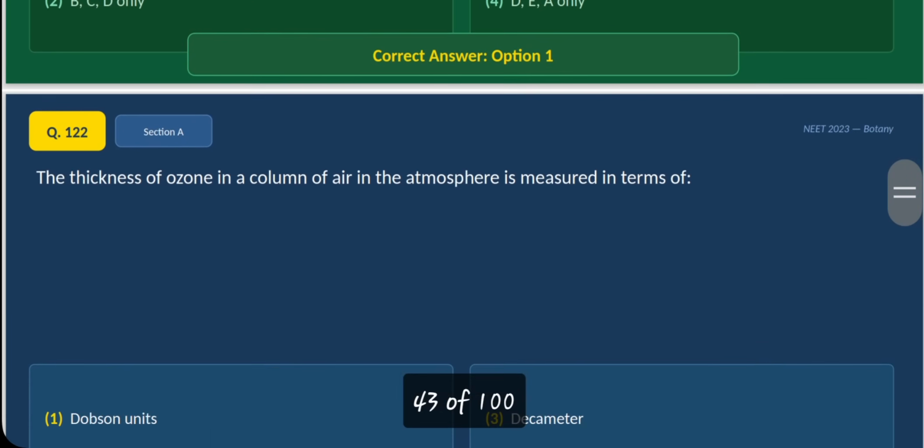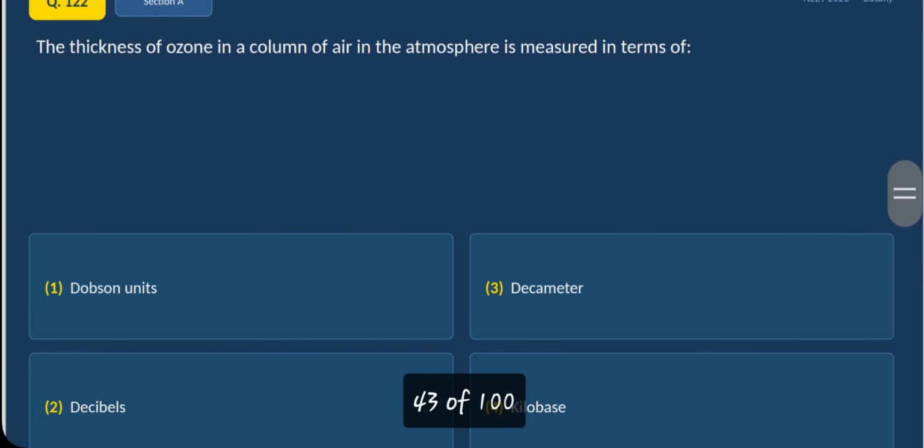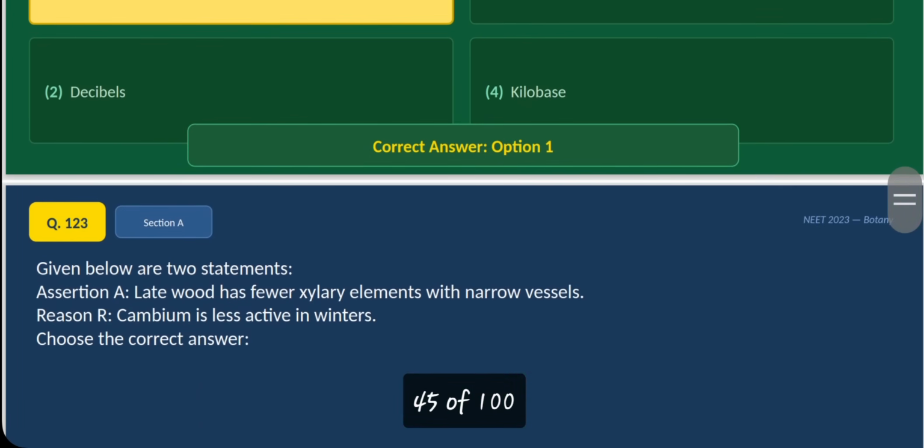The thickness of ozone in a column of air in the atmosphere is measured in terms of Dobson unit. So the answer is Dobson units or DU.